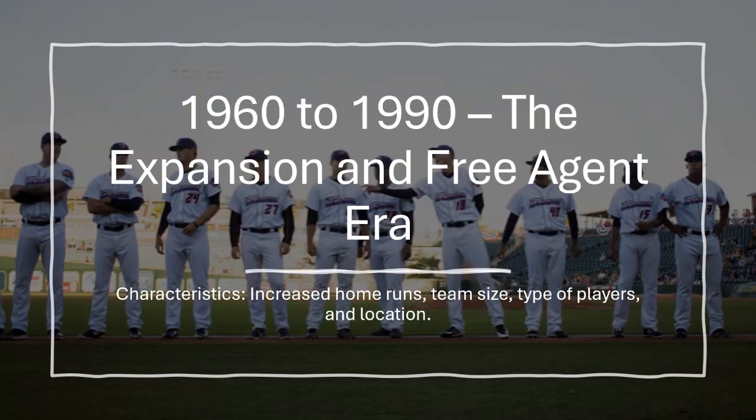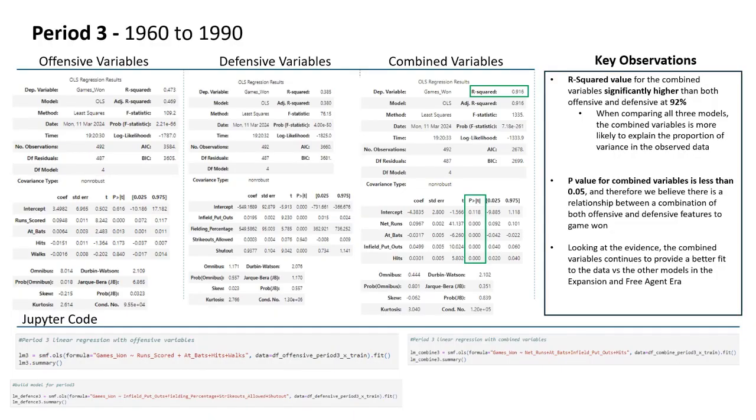The next era is the expansion and free agent era, which was characterized by increased home runs, team size, type of players, and locations. Again, when we look at the R-squared values as the primary metric to evaluate the strength of the model, the combined variable is significantly higher than the other two models at 92%. P-value continues to be less than 0.05.